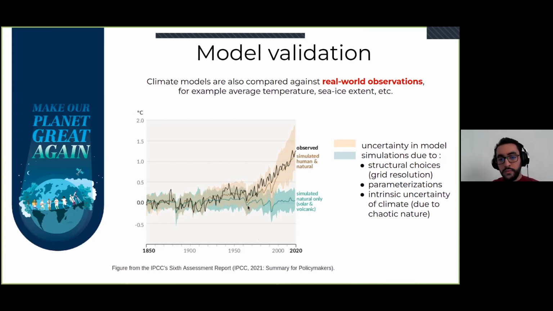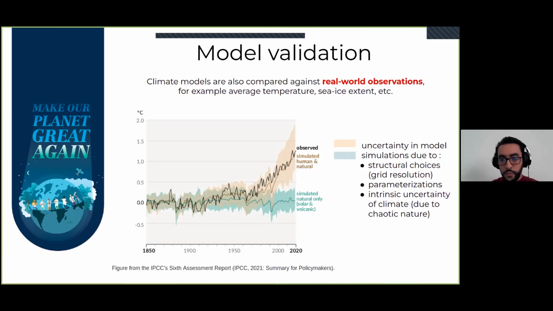But when you see, for example, a model which has only the natural variability, you see here that it's not close to observation. So with this figure, for example, you can say that there's a big human effect on the temperature, okay? When you see these shaded parts, it's related to the uncertainty in the model simulations, okay? Because this is not the result of one simulation, but a number of simulations, okay?